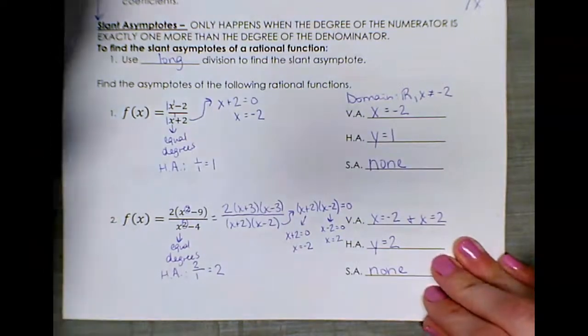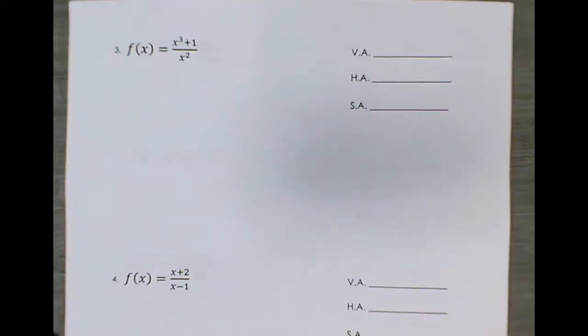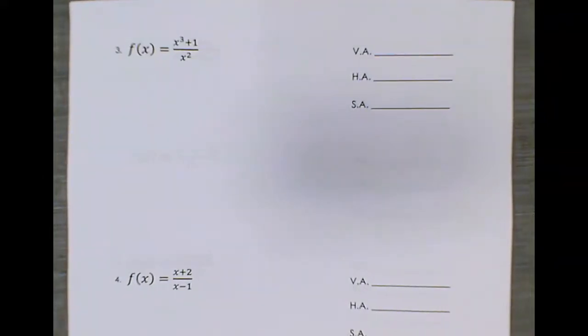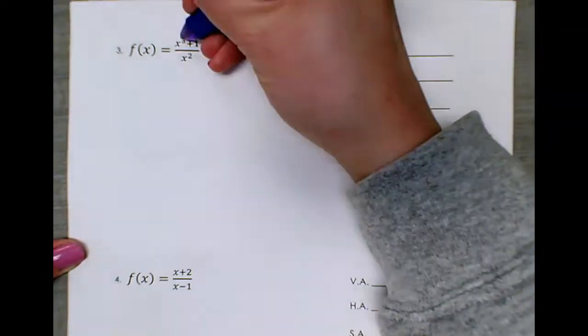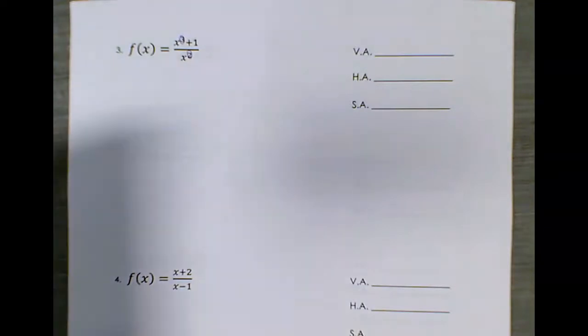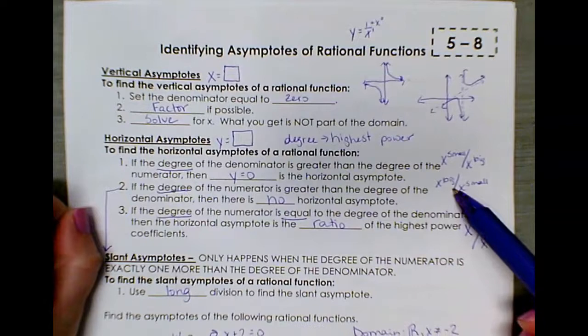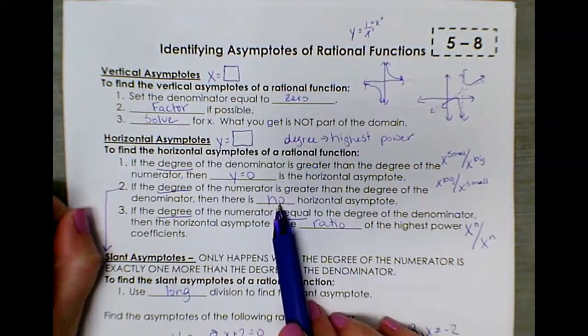Let's go to number 3. Keep that page available so that you can kind of scroll up when you need to. Number 3. I'm going to look at the degrees. I have a degree 3 and a degree 2. The degree on top is bigger by exactly 1, so I'm going to look and see what that fits. It fits this one. That means there's no horizontal asymptote, so I'm going to put no, or none.